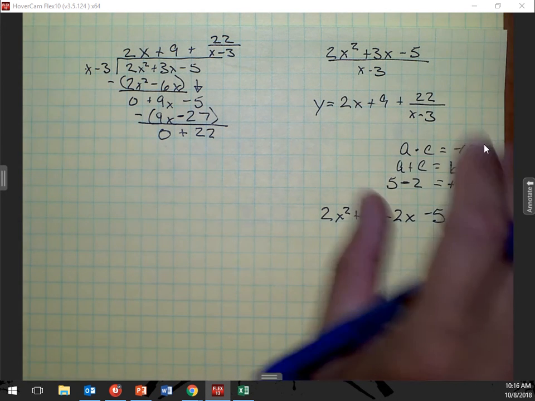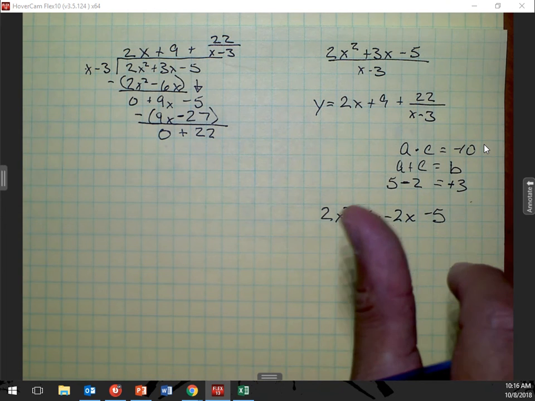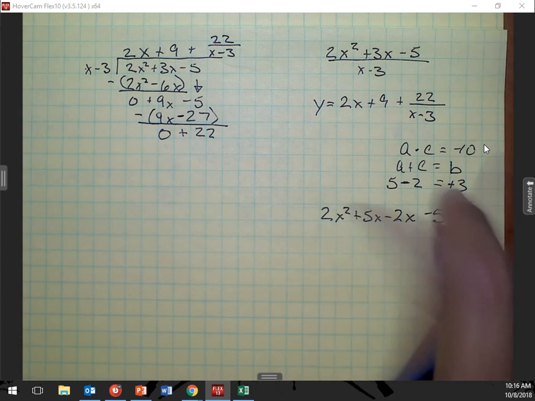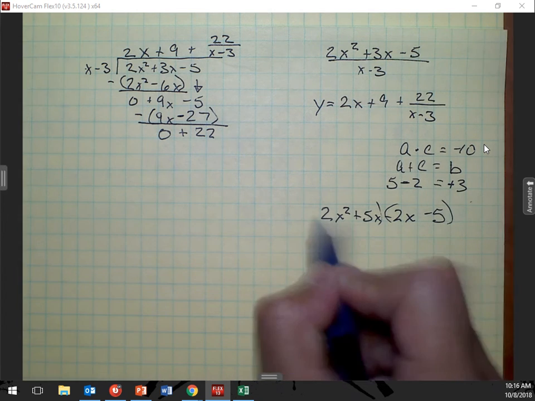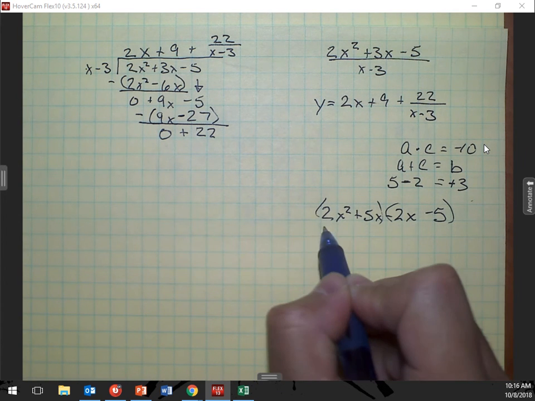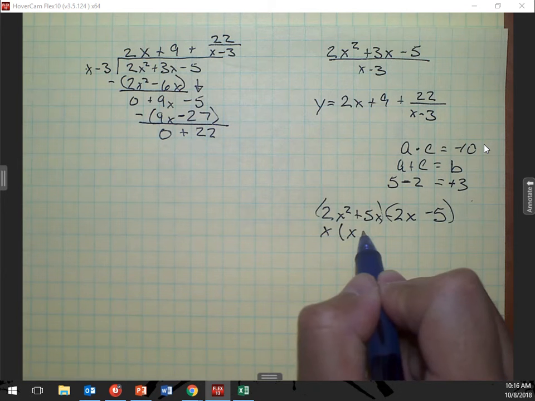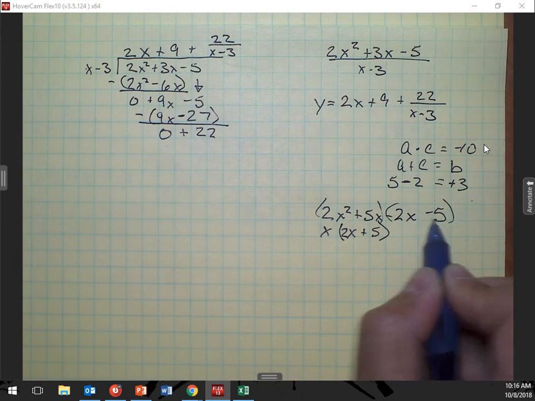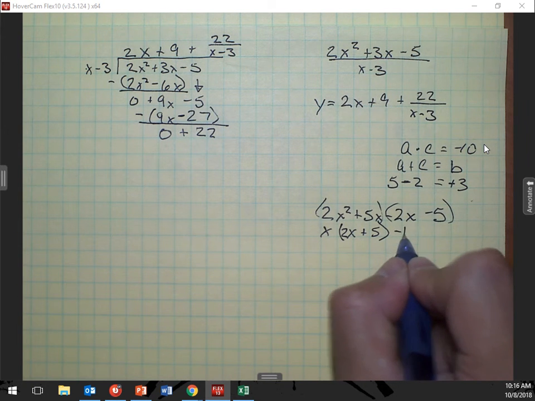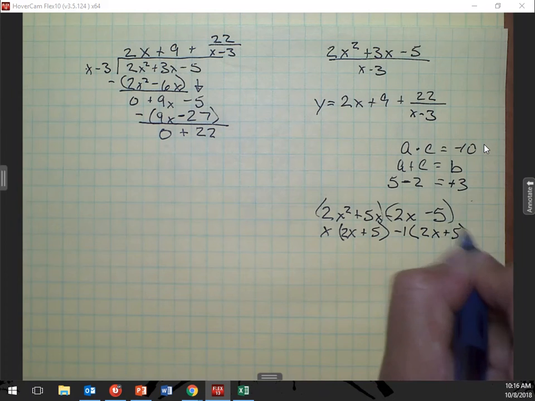Is everyone okay with factoring it? Does anyone have questions on the factors? Okay, so now, factor by grouping, so I'm going to group two at a time. I'm going to take out an x, and I'm left with x, 2x plus 5. I'm going to take a negative 1 out, and I'm left with 2x plus 5.